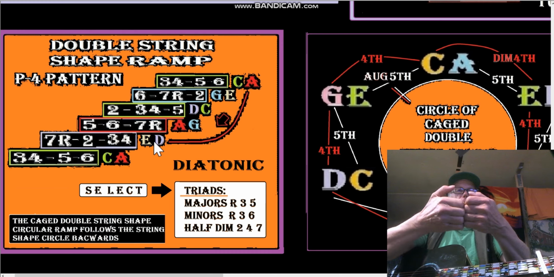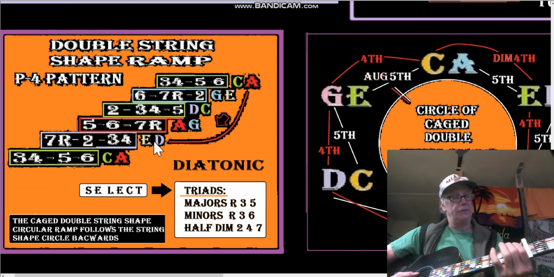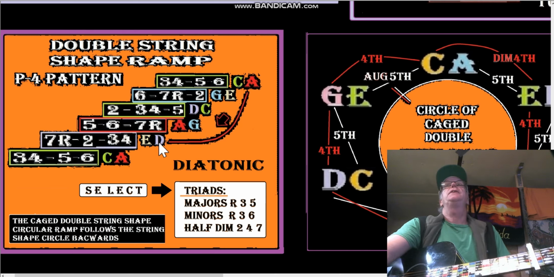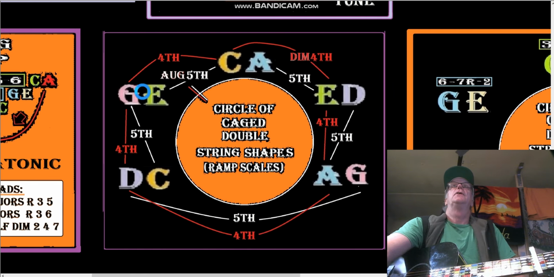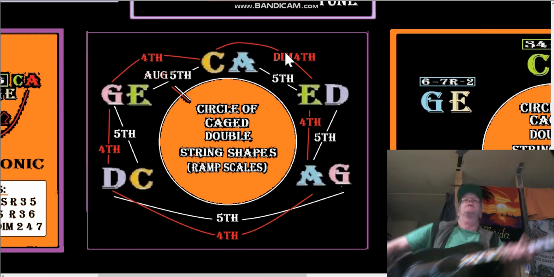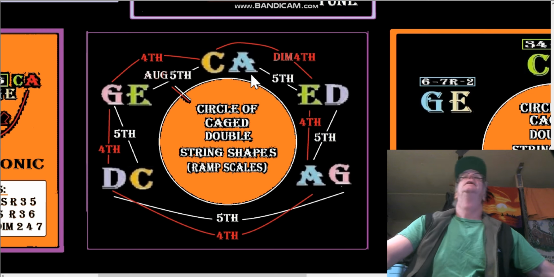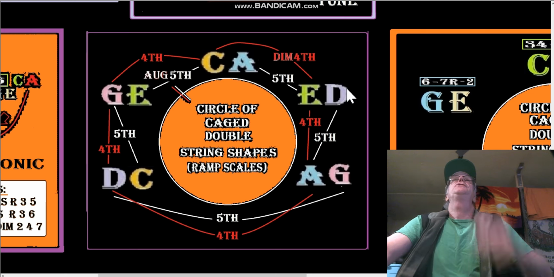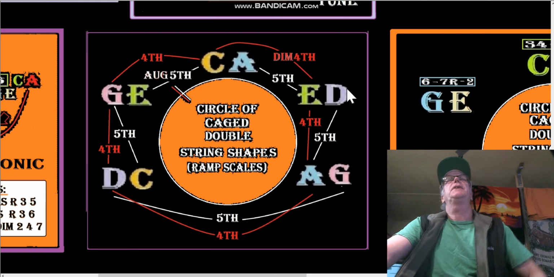No share, borderline neighbors. Okay, so we're at the C. In the word CAGE, we skip the A shape and we go to the G, C-A-G. So we've got 3, 4, 5, 6, 7, root. So you're not going to see that on the circle of double string shapes. So on the circle of double string shapes here, again, we have C-A, and then we go to E-D. This is just showing you how to navigate this thing. The important interval is the fifth here.